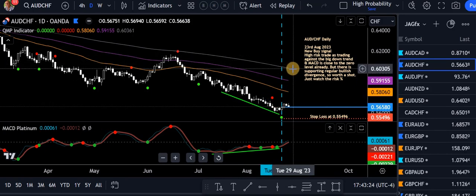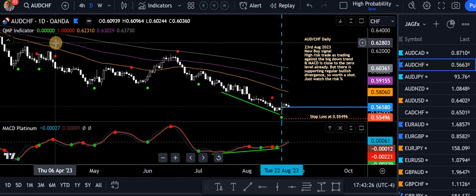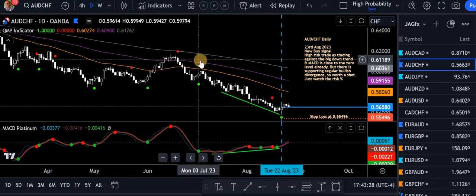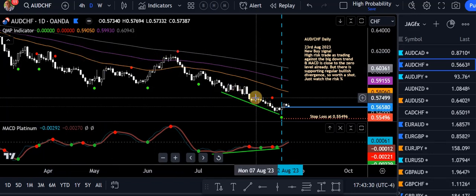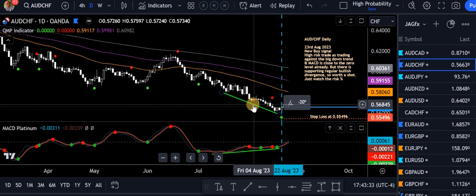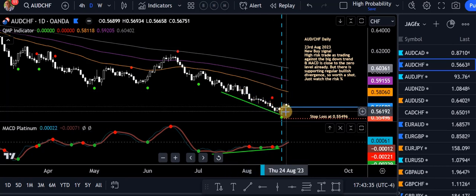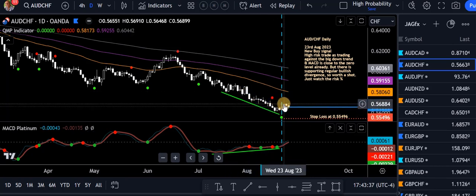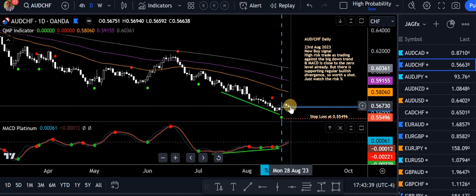Read my notes there. Again, high risk trade. Look, the trend is down. Look, the moving average is down. So we're not exactly hitting the low hanging fruit here. The stop is placed there. It went in my favor initially, but it hasn't gone.